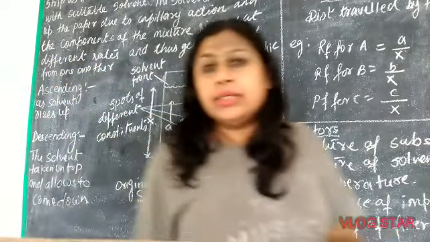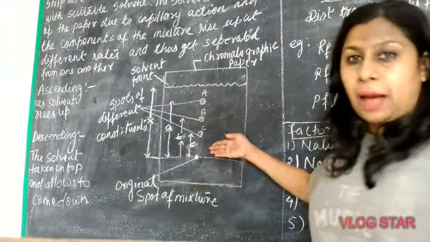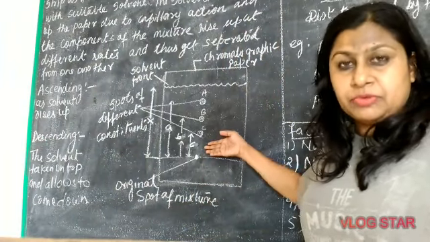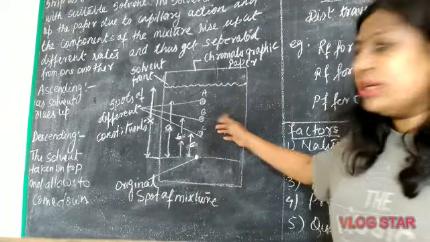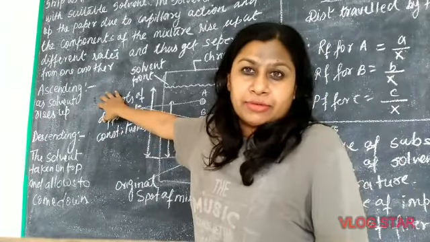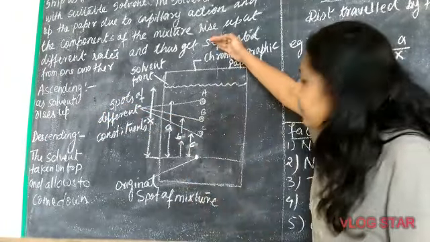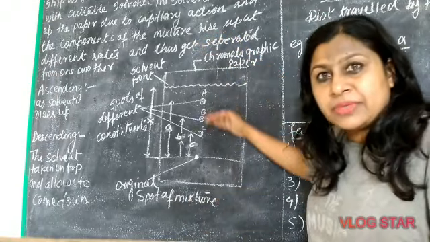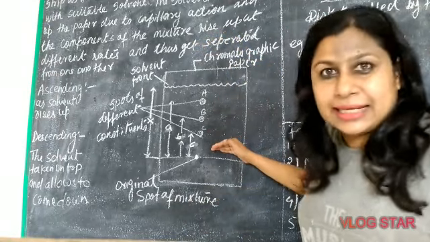Now children, as you see here, the solvent is rising up. When we use such a technique where the solvent rises up, it is known as ascending chromatography. But if the solvent is taken at the top and it comes down, then it is known as descending chromatography.